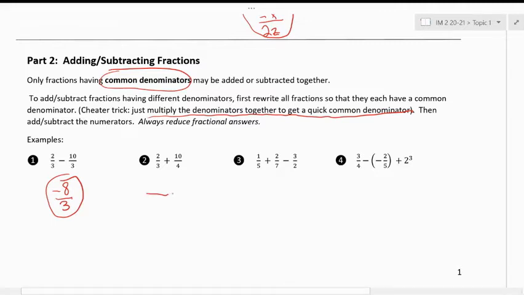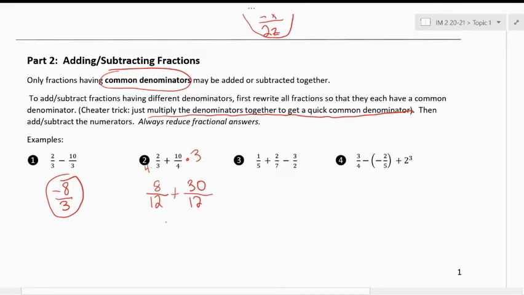Well, in number 2, they're different. So what number do 3 and 4 go into? 12. It's also 3 times 4, so it should have been obvious that that was one of our numbers. Now, what did I multiply by to get from 4 to 12 in the denominators? 3. So it's 3 times 4 is 12, 3 times 10 is 30. So 30 over 12 is the same thing as 10 over 4. Now, what did I multiply to get from the denominator 3 in the first fraction to 12? Times 4. So 4 times 2 in our numerator is 8.